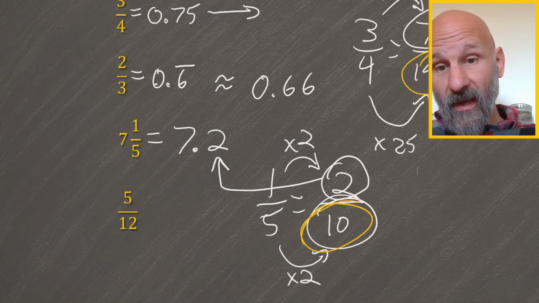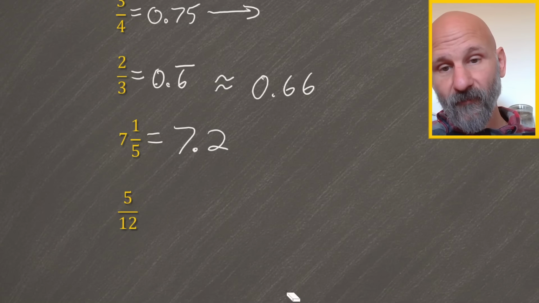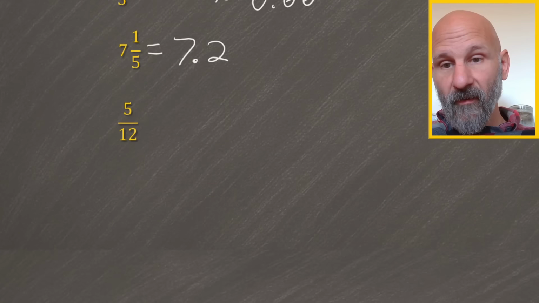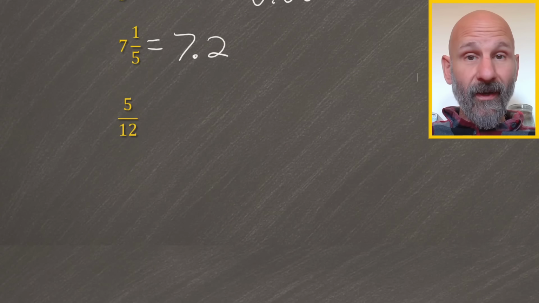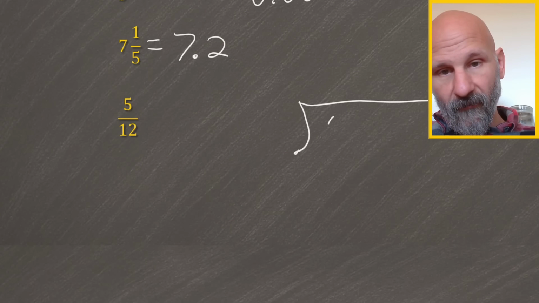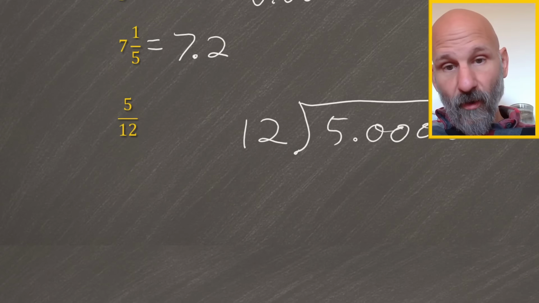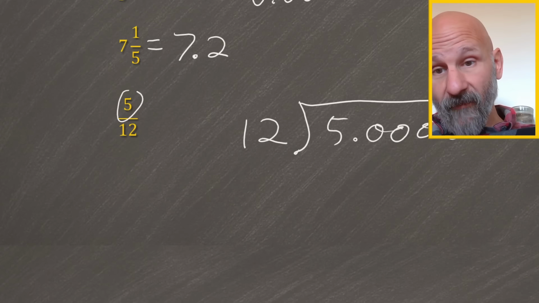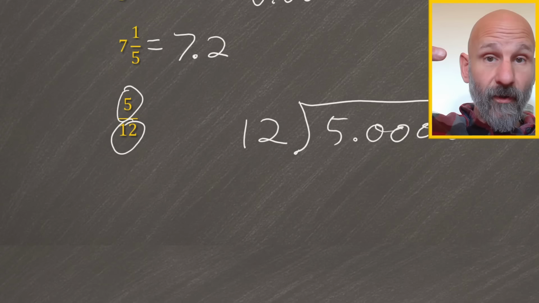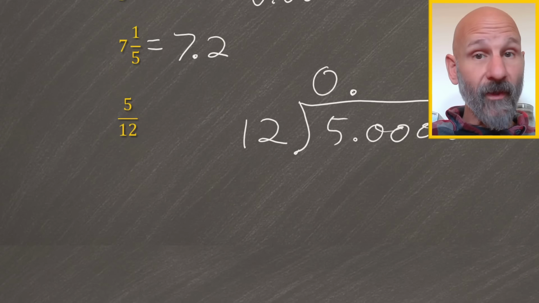So here we go. Last one here, we're doing 5/12. Let's clean all that up. So we're doing 5 divided by 12. So 5, and we'll just put some zeros in there. Don't know how many we'll need. And then 12. Since the 5 is smaller than the 12, the numerator is smaller than the denominator, we know it's going to be 0 point something.